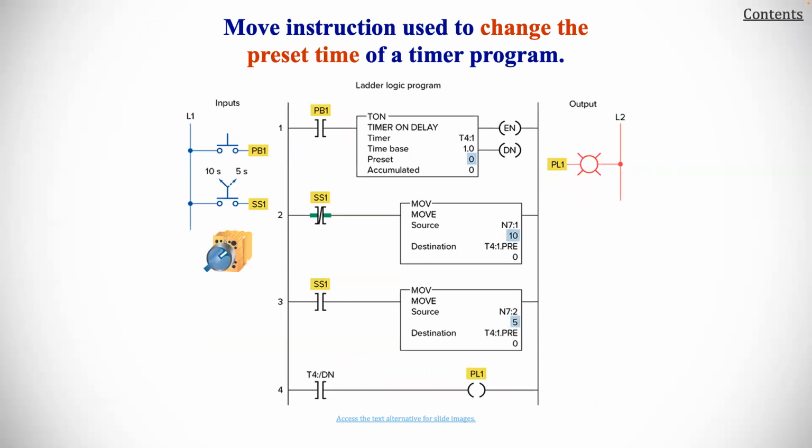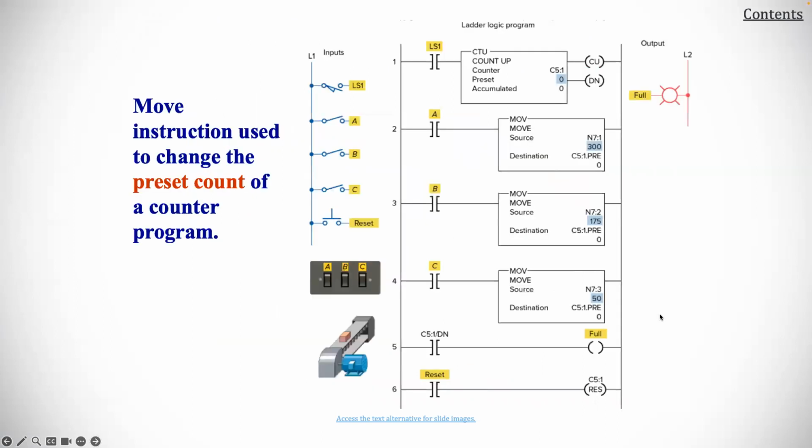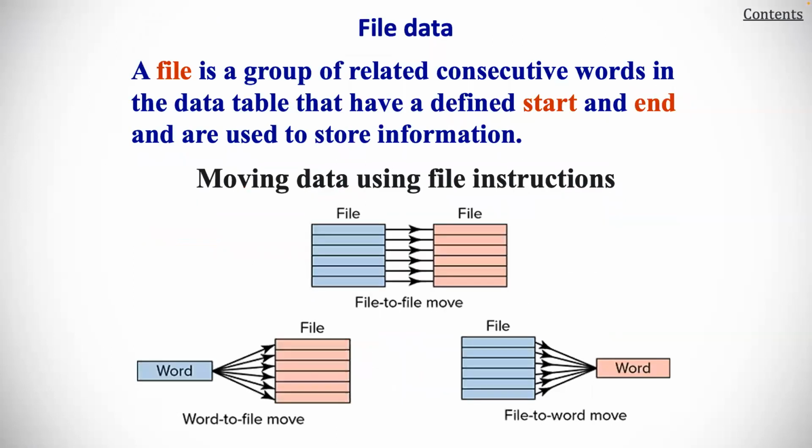The move instruction is used to change the preset time of a timer program. That's something that you can be using the move instruction for, so keep that in mind. The move instruction can also be used to change the preset count of a counter. So that could be a useful thing depending on what you want to be doing with your program.